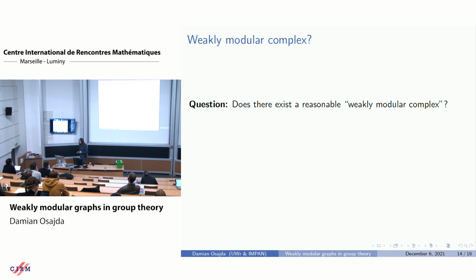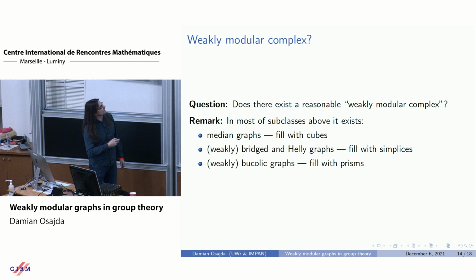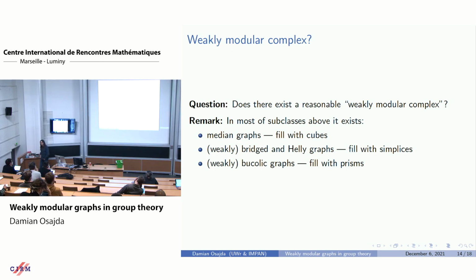So you want it to be contractible. You want it to be, okay, let me just use forbidden words, quasi-isometric to the graph. You want a group action on the graph to extend or induce an action by automorphisms on such a complex, and so on. All the complexes that I told you about, like median, bridged and bucolic, the corresponding complexes are of this type.